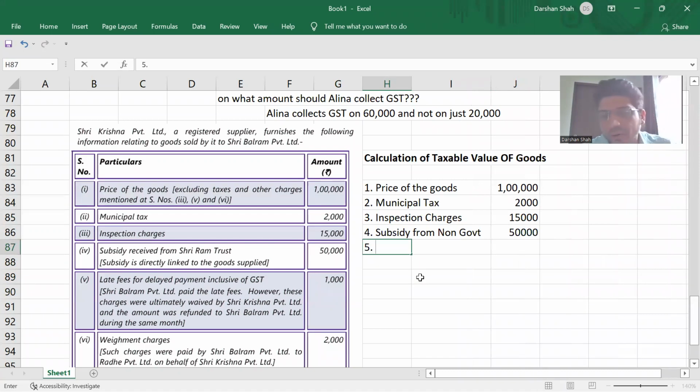All right, no problem till here. Then late fees for delayed payment, inclusive of GST. Shri Balram Private Limited paid the late fees. However, these charges were ultimately waived by Shri Krishna and the amount was refunded to Shri Balram. Should I consider or ignore? I will ignore it, since the interest was waived off. If you are ignoring it, just write not applicable.